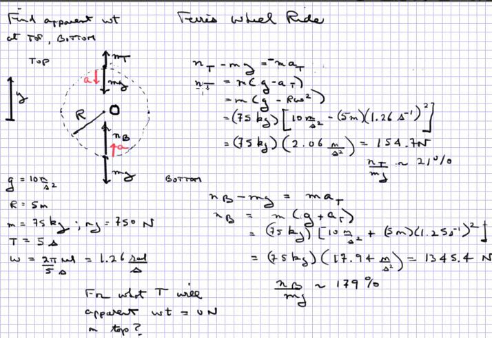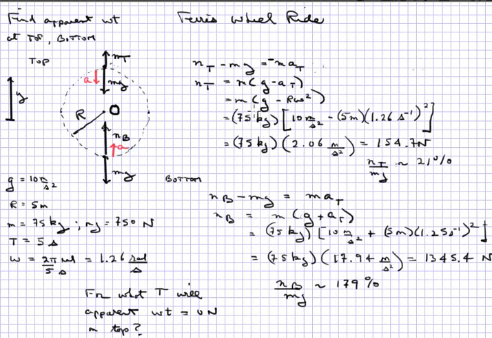If I solve this for N sub t, I get N_t equals m times g minus a_t, with g minus a_t in the parentheses. I know that a_t is equal to r omega squared. And since I know what the period is, I can compute what omega is. Omega is 2 pi rads over 5 seconds, which comes out to be 1.26 rads per second.